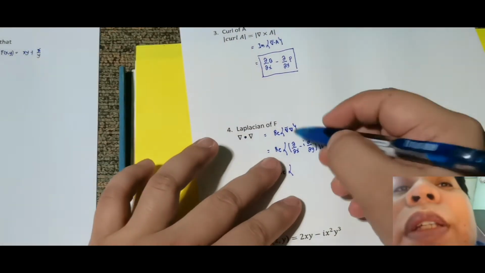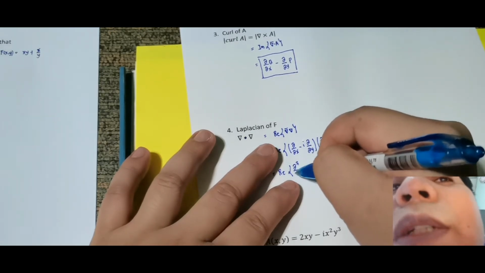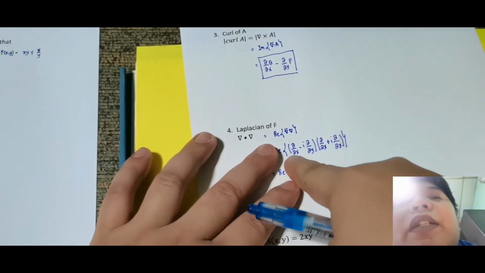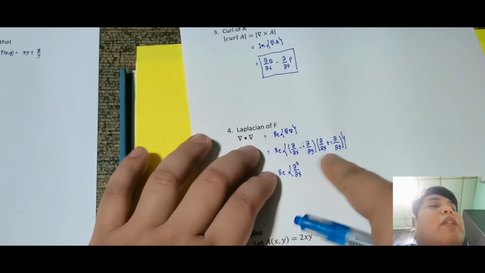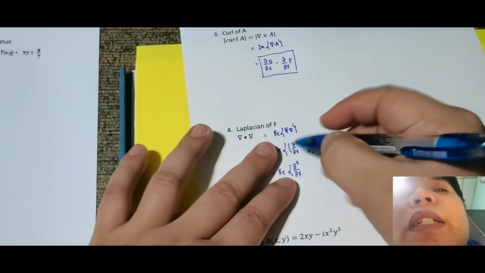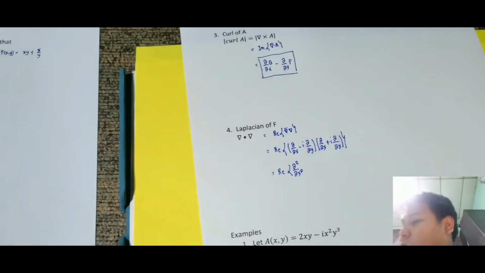So this is simply the second partial derivative with respect to x. Why? Partial derivative with respect to x times partial derivative with respect to x is the second partial derivative with respect to x squared.